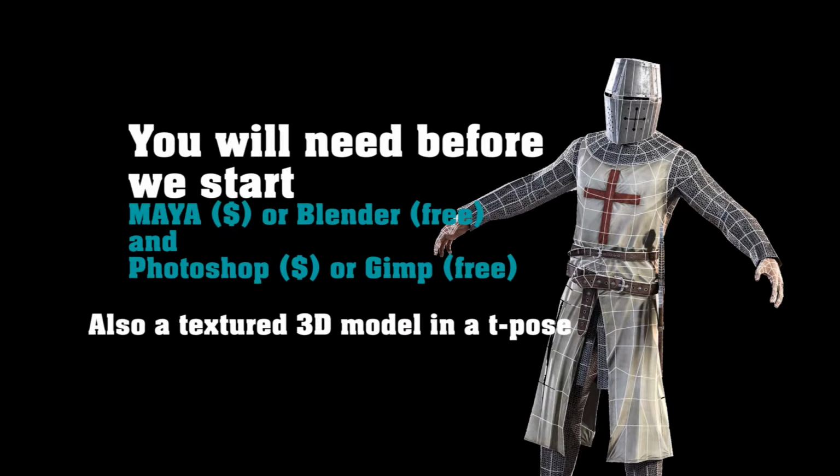So to get started, we'll need a 3D package. I'll be using Maya, so you might be able to follow along with Blender or Max, as well as a program for our textures, so either Photoshop or GIMP. And finally a 3D game model you want to bind, that will be in a T-pose. This is pretty advanced in terms of modding, so I won't be covering any of the basics in using Maya or Photoshop. It may require you to have some basic knowledge in it already.